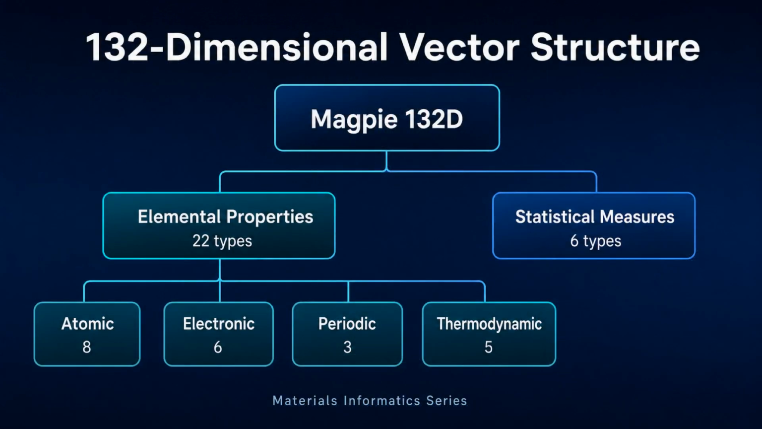The MAGPIE vector has a hierarchical structure. At the top level, it combines 22 types of elemental properties with 6 types of statistical measures. The elemental properties are grouped into 4 categories: atomic properties, electronic properties, periodic table properties, and thermodynamic properties. Each statistic is applied to each property, creating the full feature vector.